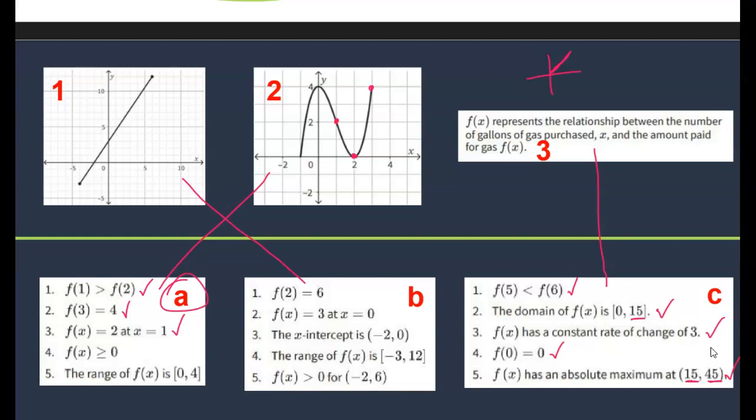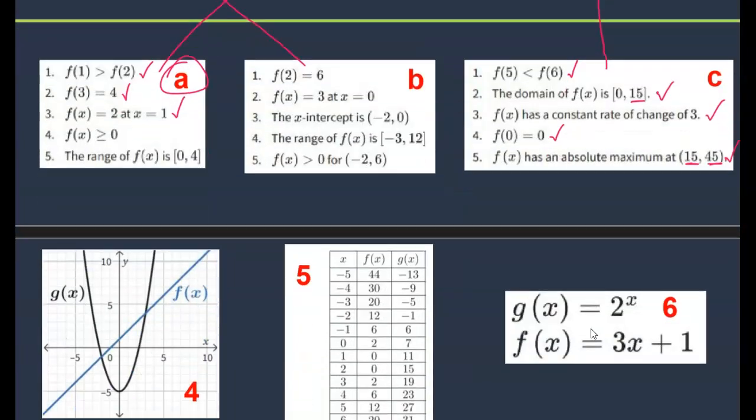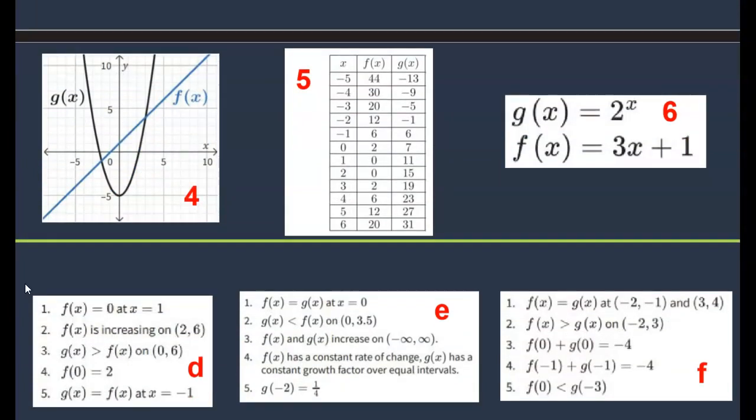So let's look at the other 3 now, the other ones that have 2 functions involved. This first one shows us a graph. Looks like we have a parabola and a straight line. This one's a table with 2 functions. And this one is 2 functions in 2 equations. We're going to try to match these up. So let's look at number 4 first.